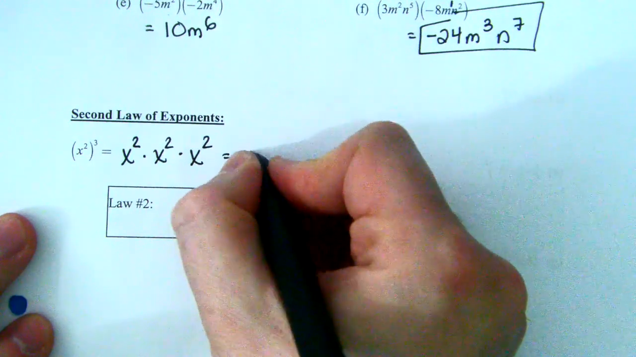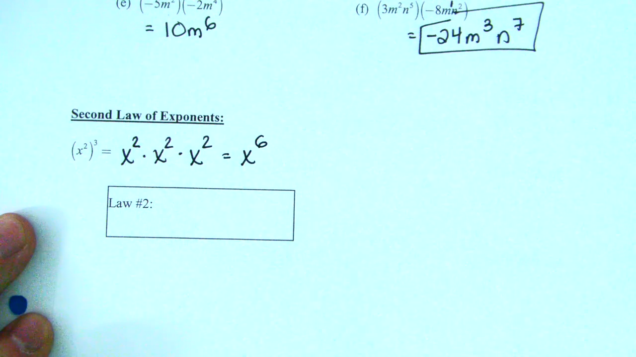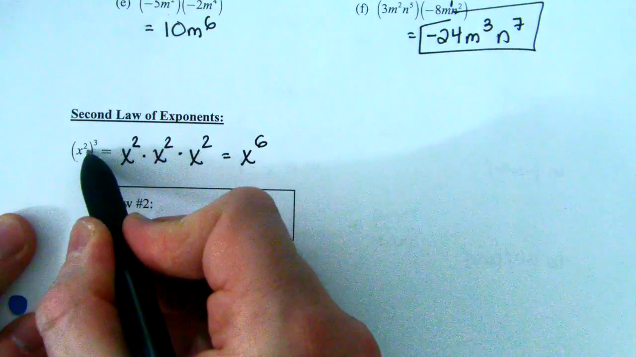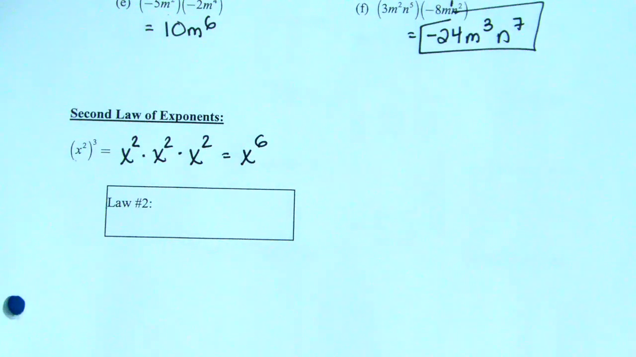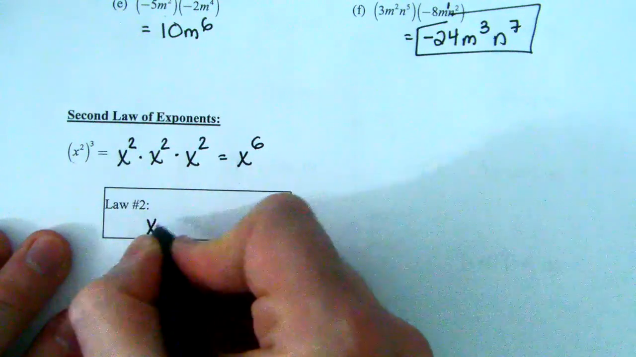I think that's just going to give us, by our first law that says add the powers, x to the 6th. So what do I do if I have a variable with a power raised to another power? What's the shortcut I can do to those two powers? We're just going to multiply them. And that's what our second law is going to say.